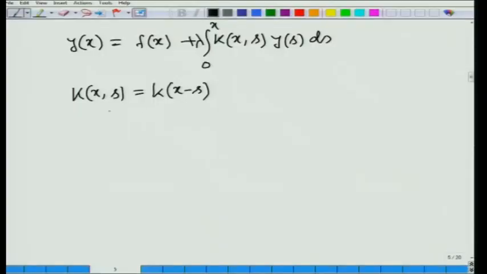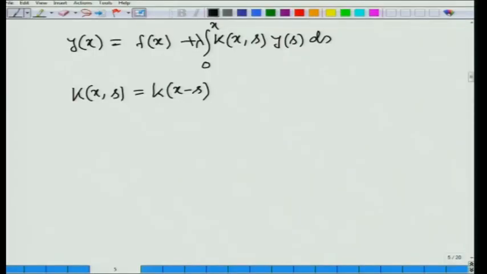So, in this case you have to keep in mind that the applicability of this technique to find the solution of the integral equation depends, number one, on whether the lower limit is 0 or not, and secondly, on the kernel being of the particular type k(x minus s). And if this condition is satisfied, then I will first describe here how to proceed to find the solution of the problem.